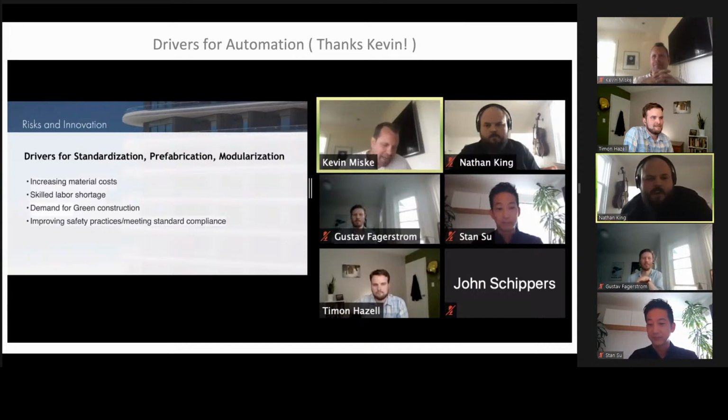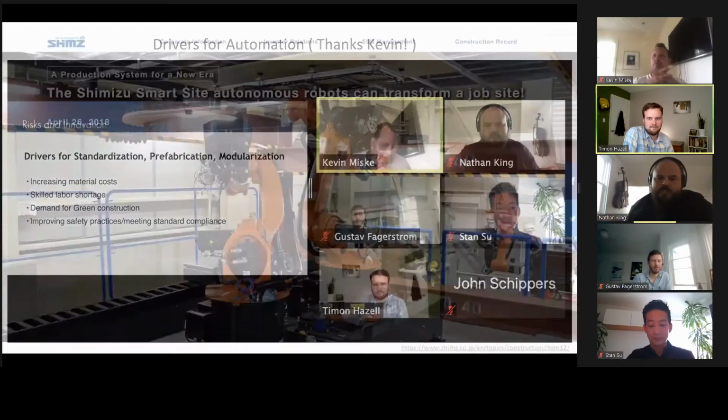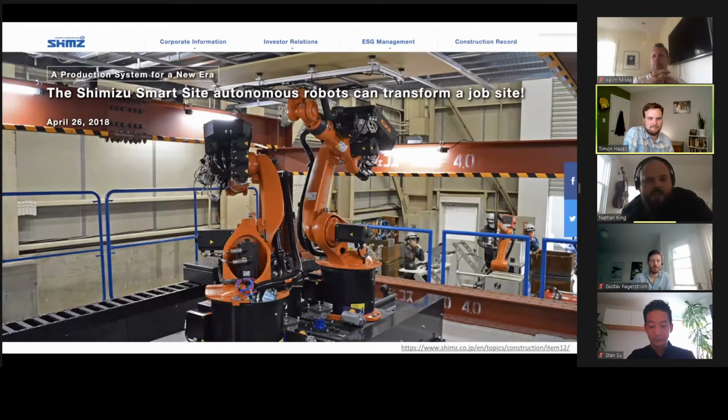The same drivers listed here for standardization, prefabrication, and modularization are also drivers for the use of automation: material waste, skilled labor shortages, performance demand or green construction, improving worker safety, and worker productivity. We also talk about automation.